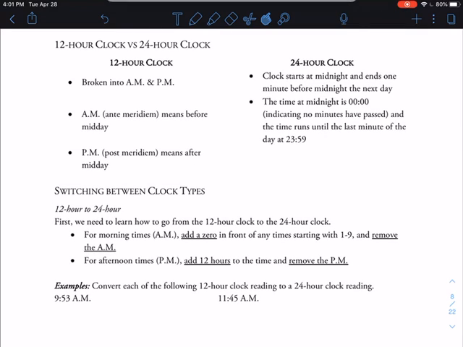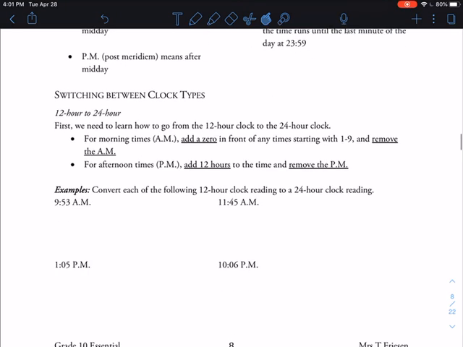The main differences are that the 12-hour clock is broken into AM and PM, whereas the 24-hour clock starts at midnight and then ends 1 minute before midnight the next day, which means that the first time measured is 0 minutes of the day have passed and ends at 23:59, meaning that the 24 hours have ended of the day. Okay, and AM means before midday and comes from ante-meridium, and PM comes from post-meridium and means after midday. Okay, so like after lunch, before lunch, essentially, afternoon, before noon.